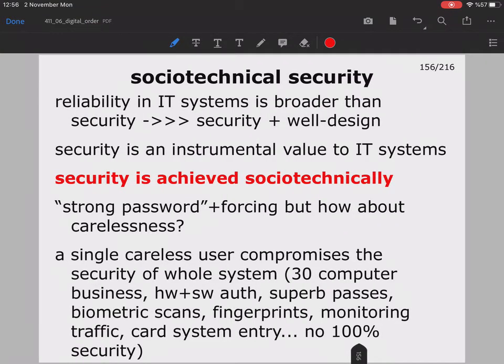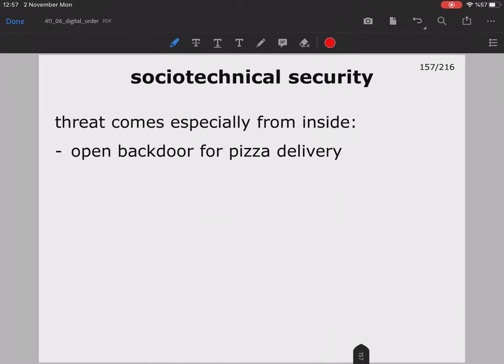You can have a very strong password by forcing it with some algorithms, but how about carelessness? You cannot do anything about it because it's completely on the human side. A single careless user compromises the security of a whole system. You can have 30 computers at a business with hardware and software authentication, super passwords, biometric scans, fingerprints, monitoring traffic, and card system entry, but you still cannot guarantee 100% security, because the threats come especially from the inside.